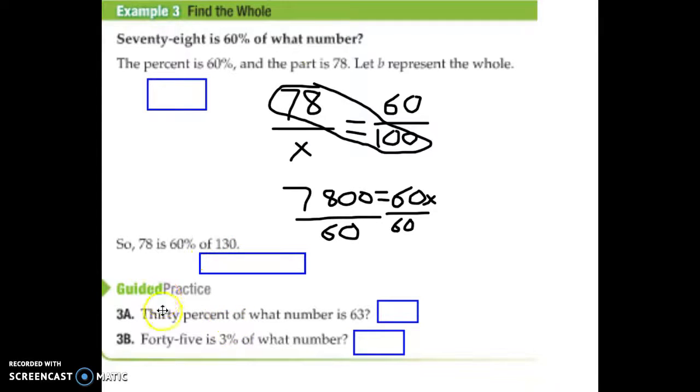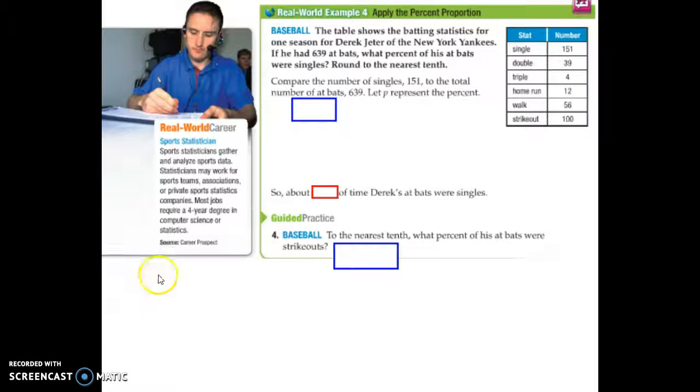Okay. Same thing here for guided practice. 30%. So 30 is my percent of what? Of is my letter, my variable. Is 63. 63 over x equals 30 over 100. All right. Let's do one more problem over here.